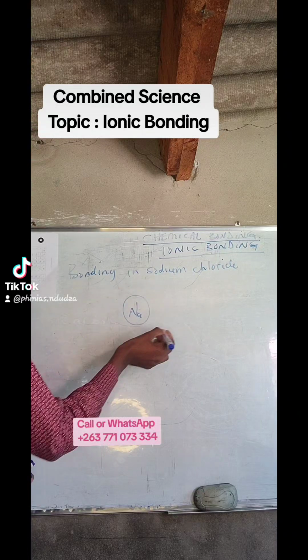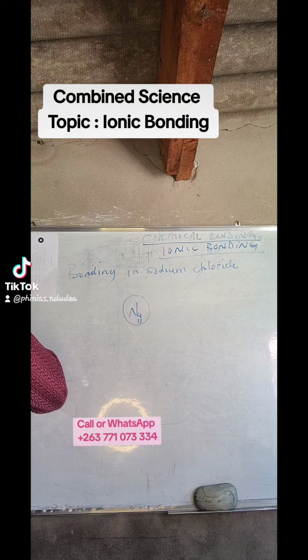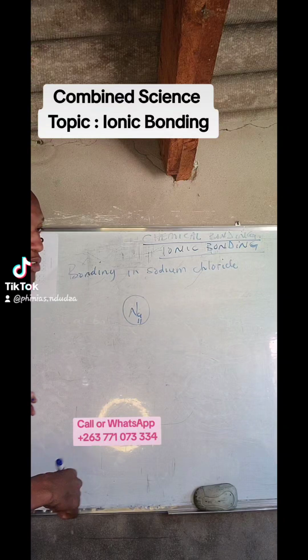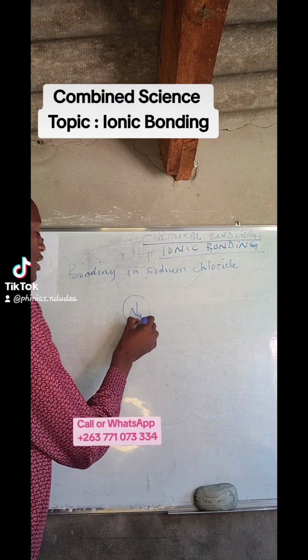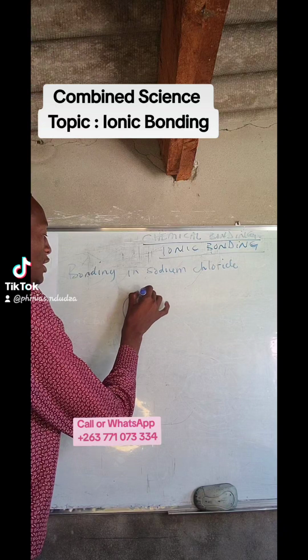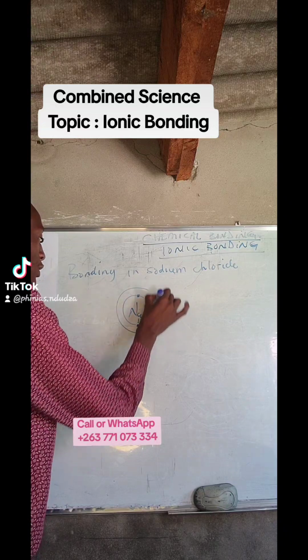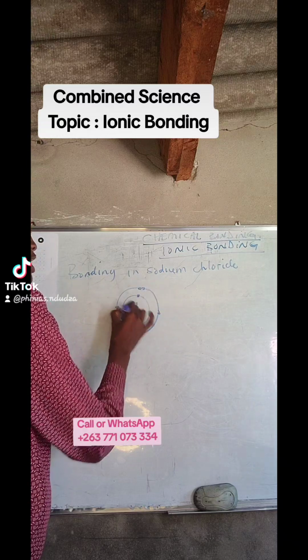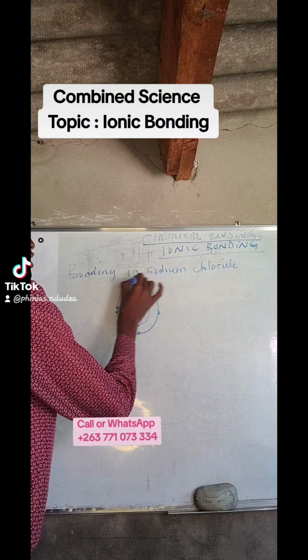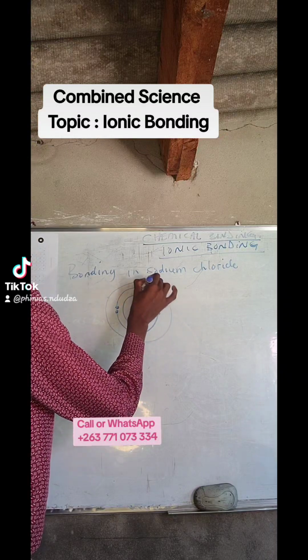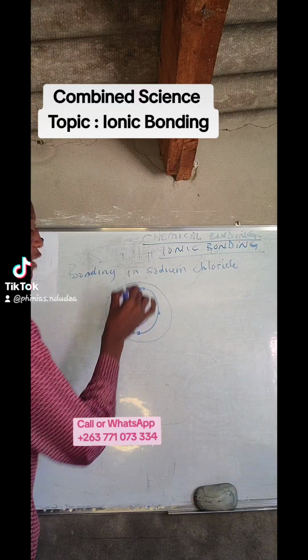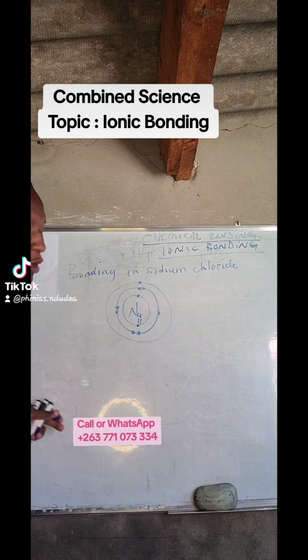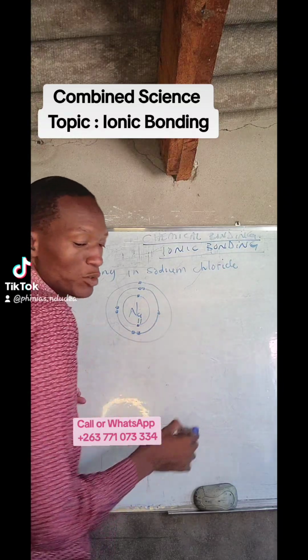Sodium has 11 protons, which is the proton number of sodium. In the first shell, you can place 2 electrons. In the second shell, you can place 8 electrons as required by electron configuration. Then the third shell has 1 electron. Are we together?